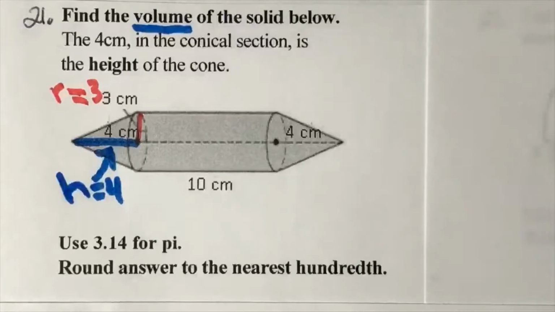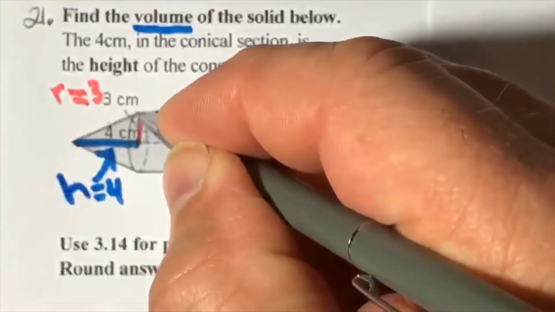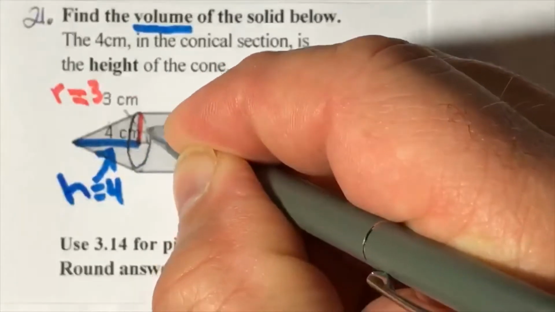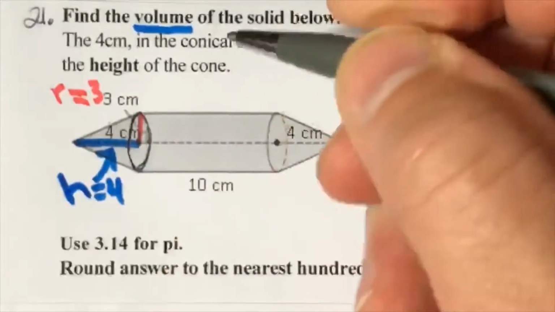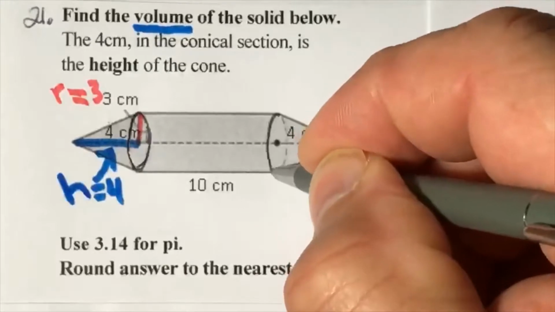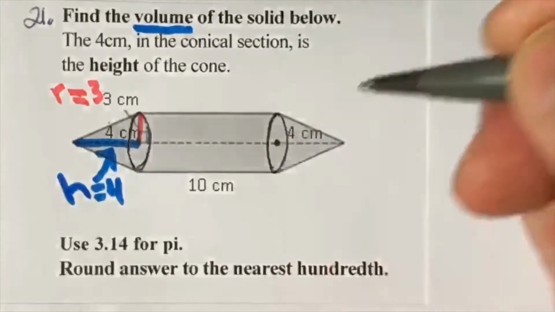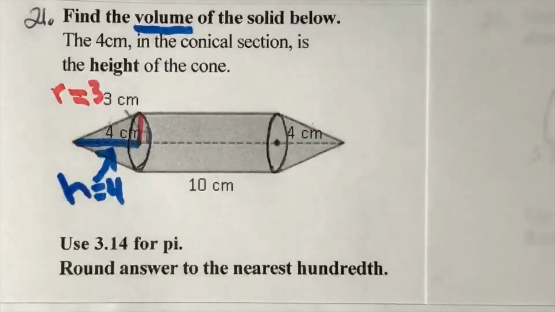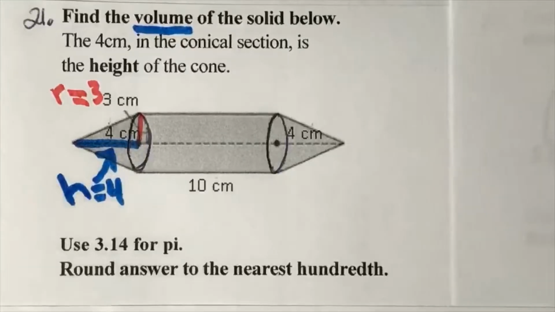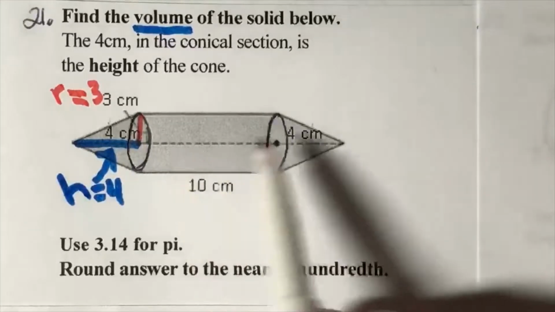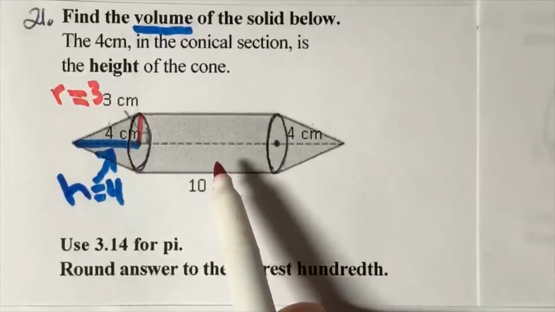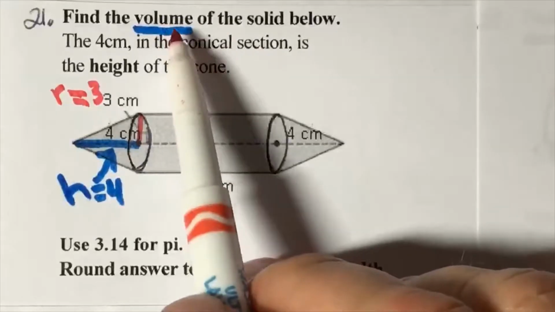So the cylinder part of it is here and here. Well, the cylinder is in between, in the middle of 2 cones. And you have a cone on the left, a cone on the right, and a cylinder in the middle. And we're finding volume.